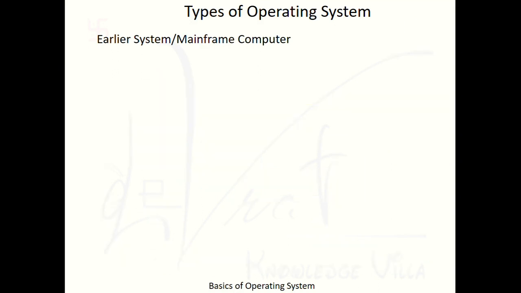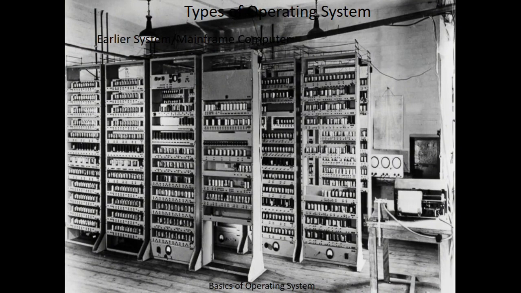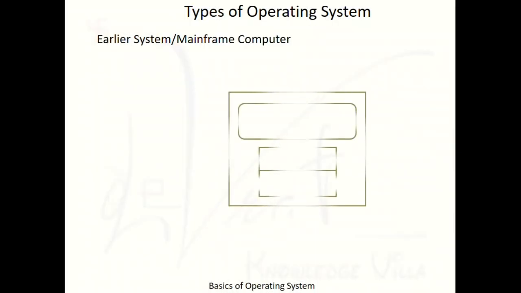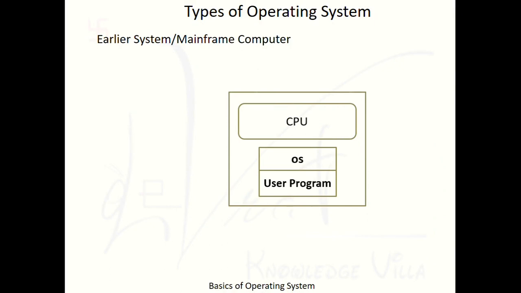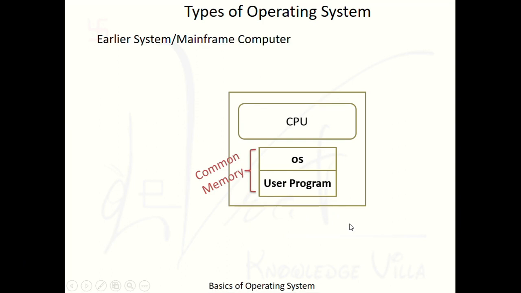Let's see how our earlier system or mainframe computer looked. It was very large in size. Let's see the functionality. Here you are looking at the central processing unit and another part, that is memory. At that time there was a common memory. It means there was no separation like primary memory and secondary memory. Get it?